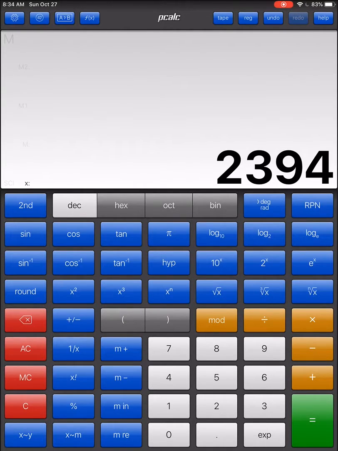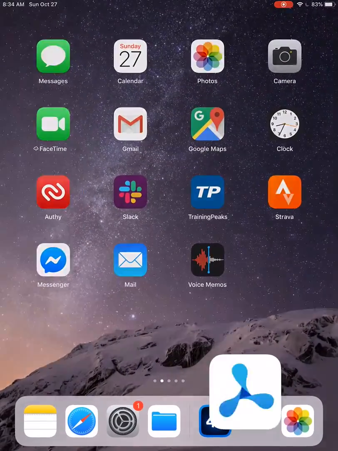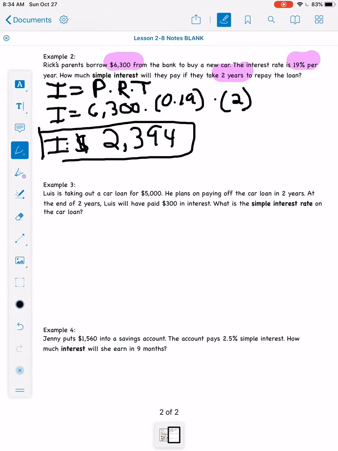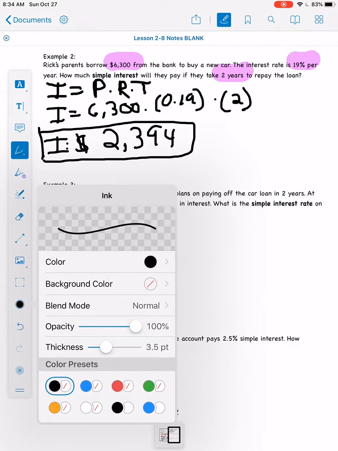So this is the amount that I get: 2,394. So I can go back and show that my interest in this case is going to equal $2,394. That's a comma. And that is how much they would pay to borrow $6,300 for 2 years with a 19% interest rate, calculating simple interest. Okay, it's quite a lot, isn't it? So let's take a look at another problem.